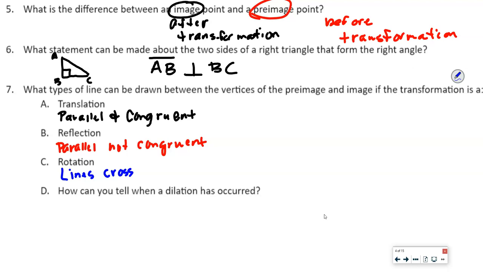Then it says, how can you tell when a dilation has occurred? The shapes are not the same size. That's really the key, guys. Shapes are not the same size. So you look at one side and compare it, okay?